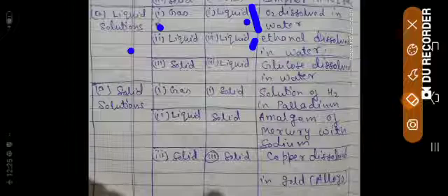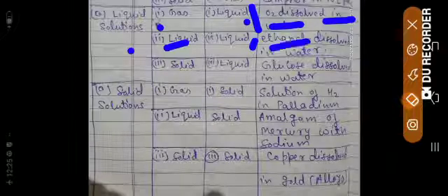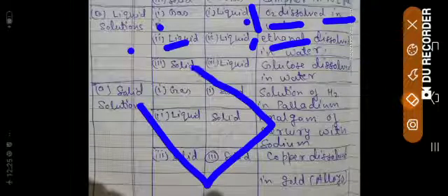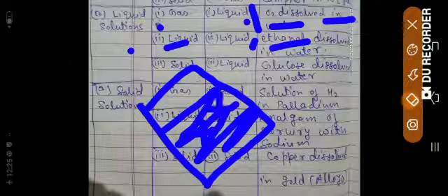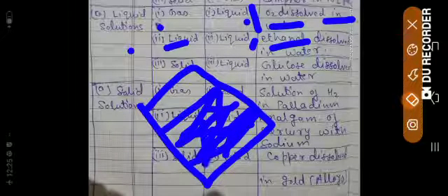Now come to liquid solvent and liquid solute. Both liquids are miscible, like ethanol dissolving in water. Okay, so both are liquid. In this, one liquid A dissolves in another liquid B. So both are liquid solutions.